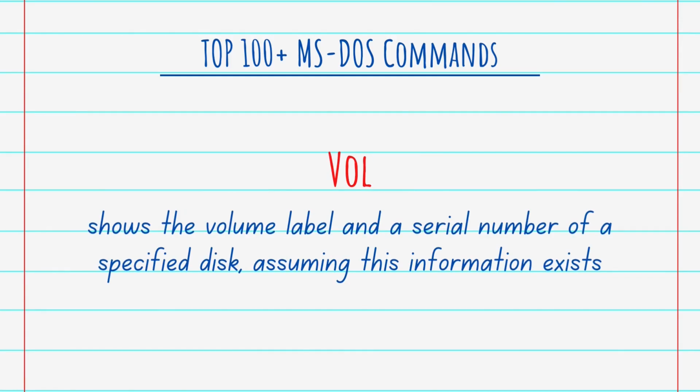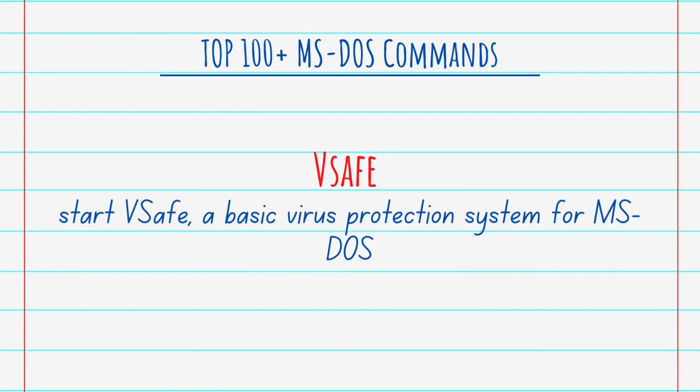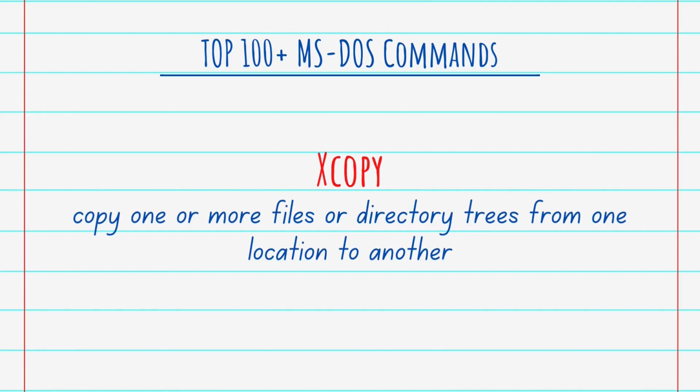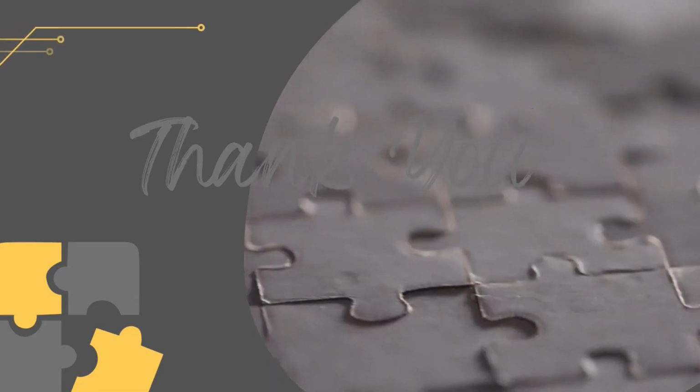Okay. Next is the volume command, or we can say the VOL command. This command shows the volume label and serial number of a specified disk, assuming this information exists. Okay. Next is the vsafe command. The vsafe command is used to start the VSafe, a basic virus protection system for MS-DOS. Got it? Next one is the xcopy command. The xcopy command can copy one or more files or directories from one location to another. This xcopy command is generally considered a more powerful version of the copy command. Though the robocopy command terms even the xcopy.